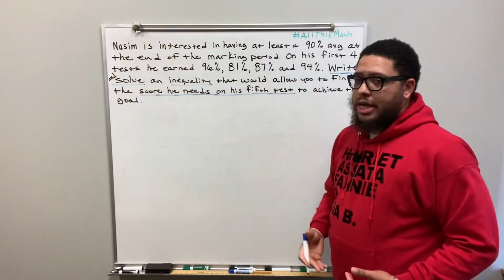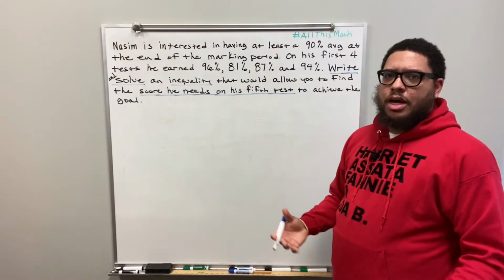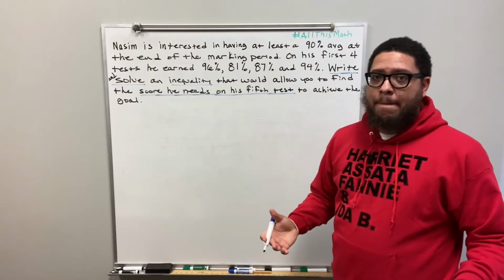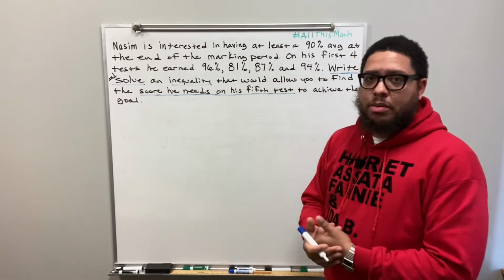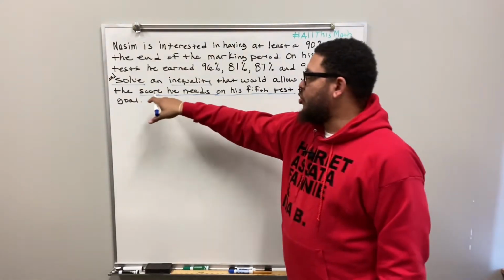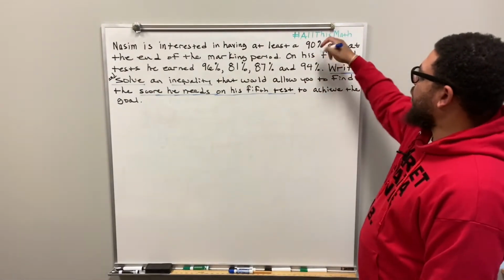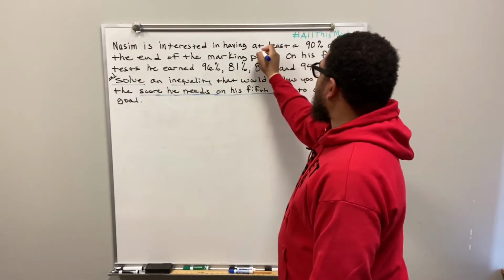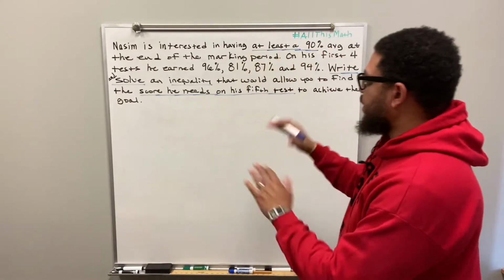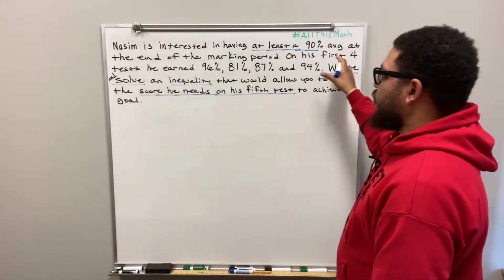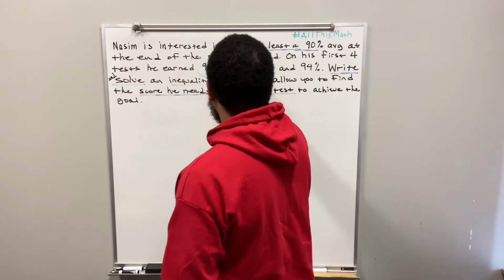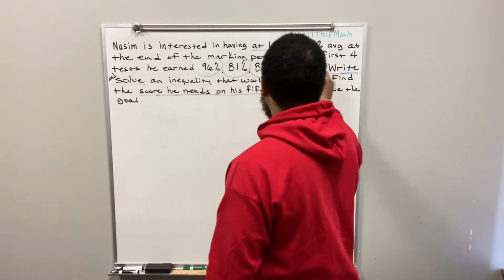Because you don't want to just guess and say, oh, well, if I get a 70, I'm going to still get an A. You can't guess. And when we have math skills, we don't need to guess, right? We can know exactly how much we need to get what we want, all right? So this is our question. We want to know the score he needs on his 5th test in order to give him this A. So he needs at least, and that's important information too, a 90, right? At the end of the marking period. On his first 4 tests, he earned 96, 81, 87, and a 94.